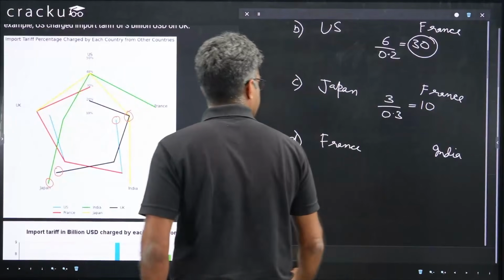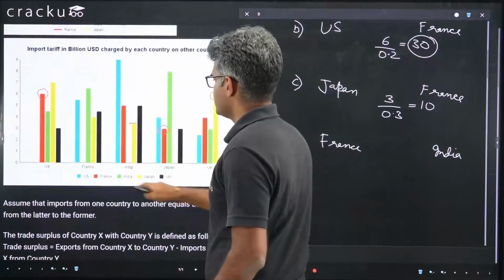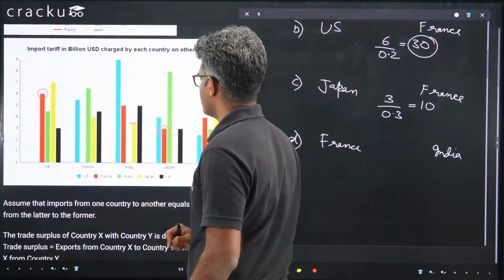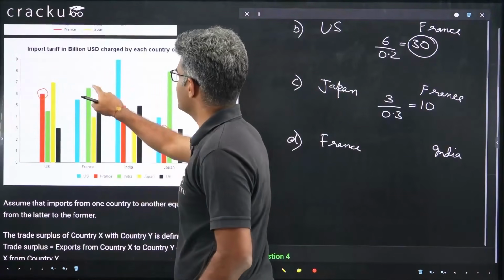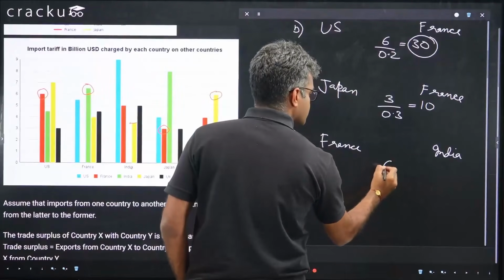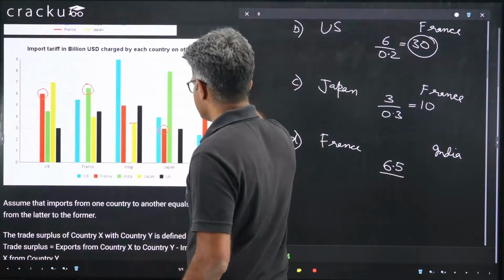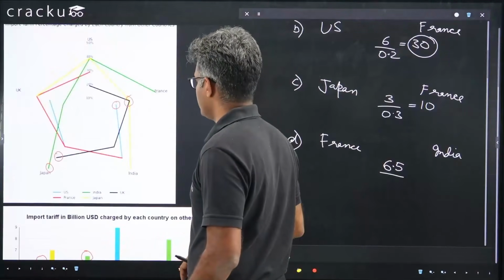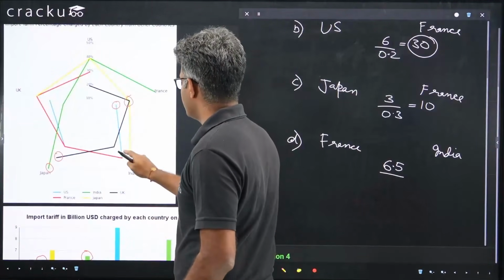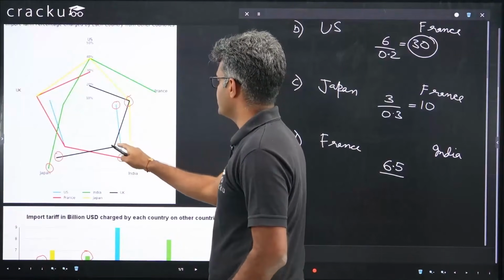What about option D? This is France importing from India. This is the table of the import tariff charged by France. India's color is green. So we are talking about this one. This is 6.5. And what is the tariff percentage of France on India? France color is red. It is this one. This is 10, 20, 30 and 40%.